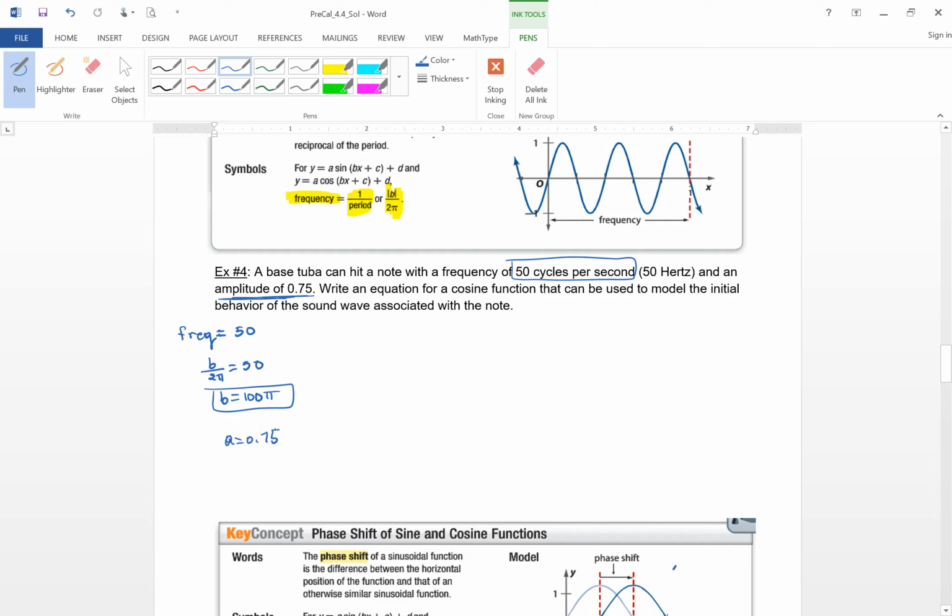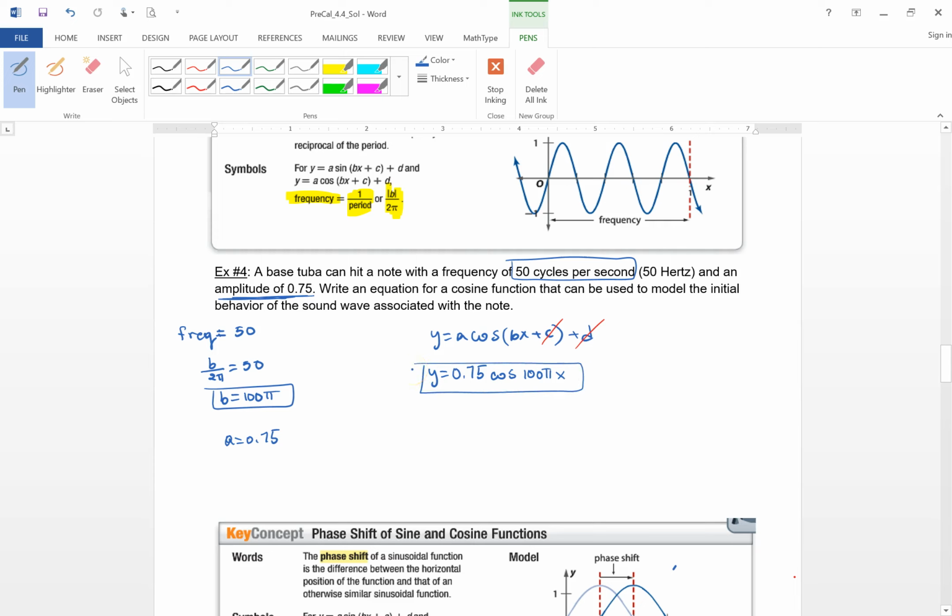0.75. What's the formula for the cosine wave? A cosine bx plus c plus d. All right? We're not given any information for c and d, so just knock it out of the equation. What we have left is y equals a, which is the amplitude of 0.75, cosine 100 pi x. That's it.